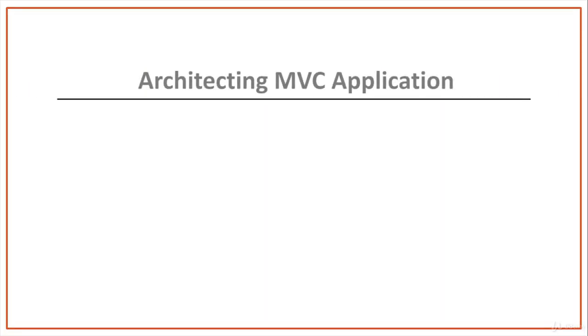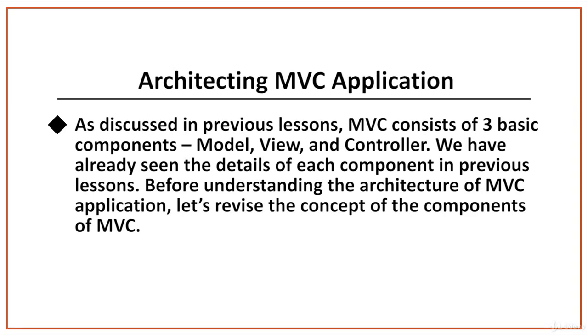As discussed in previous lessons, MVC consists of three basic components: model, view, and controller. We have already seen the details of each component in previous lessons. Before understanding the architecture of MVC application, let's revise the concept of the components of MVC.